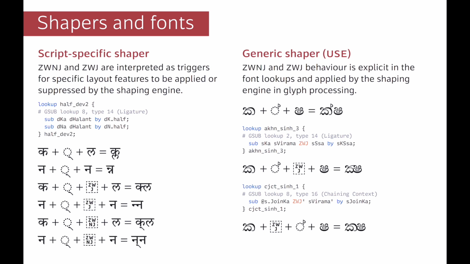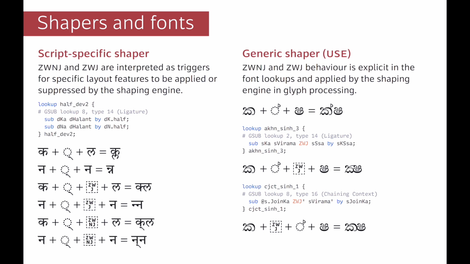In the lookup code snippet shown on the left, note that the Devanagari half-form substitutions involve only the full-form letter and the halant, the Devanagari virama or vowel suppressor. When the Devanagari-specific shaping engine encounters such a sequence, in which the halant character is followed by the zero-width joiner, it knows to apply the half-form layout feature to the sequence. Similarly, if the sequence is followed by zero-width non-joiner, the shaping engine knows to suppress the default or half-form shaping and display the explicit halant form.